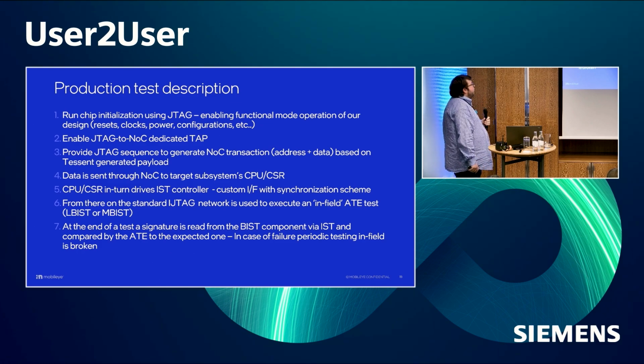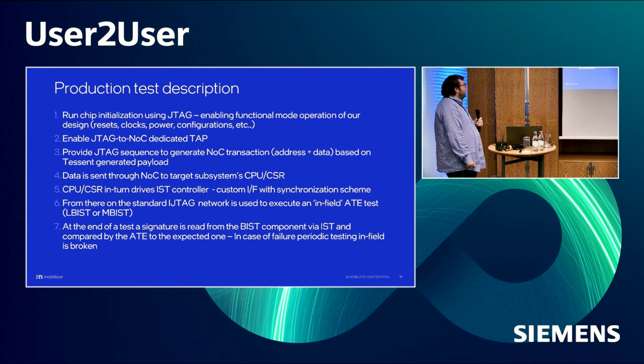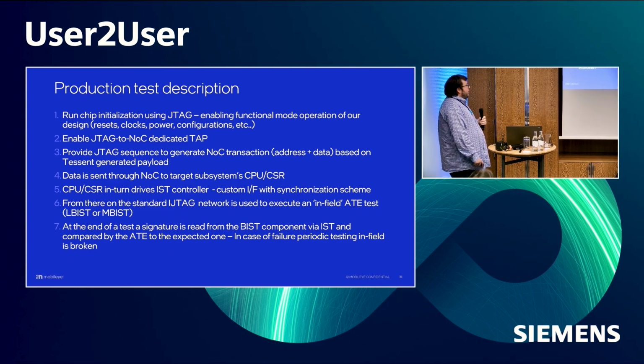So once the data reaches the IST controller, from there we can use the standard IJTAG network to perform an in-field test through ATE. It can be LBIST, can be memory based, can be any IJTAG-based test. And then at the end, of course, we get our signature from the BIST component, which is transported back via IST, via CPU back to ATE, where we can compare against the expected one.